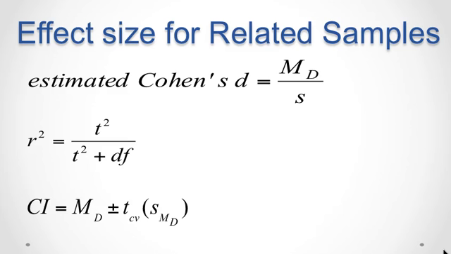Another measure of effect size is the proportion of variance or variability in a dependent variable that's explained by the independent variable or the treatment. Percentage of variability is calculated using the same formula used for one sample and independent samples t-test. Effect size can also be calculated using confidence intervals. Same as we did for one sample t-test in Chapter 10.